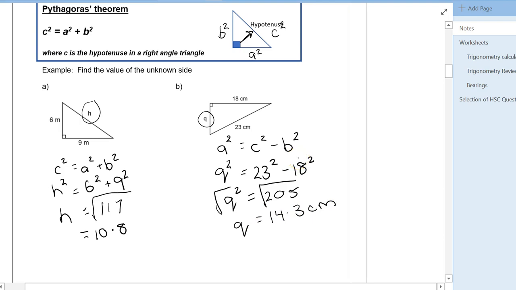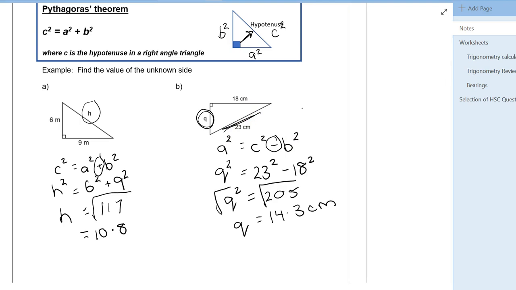So to recap, you can only do one thing with Pythagoras, which is find a side. But if we're finding the hypotenuse, I add, and if I'm finding another side, I subtract. And I always subtract the smaller side from the biggest side, the hypotenuse. So that's how we're starting our right angle triangle work with Pythagoras.